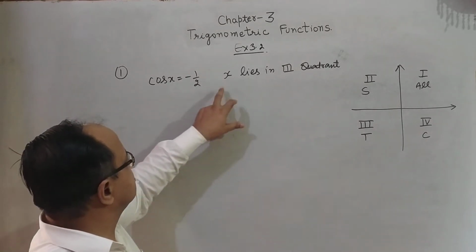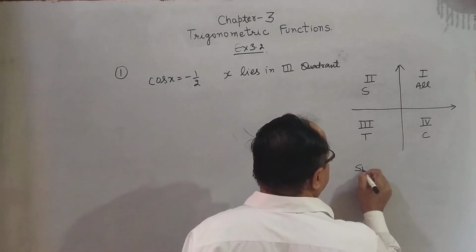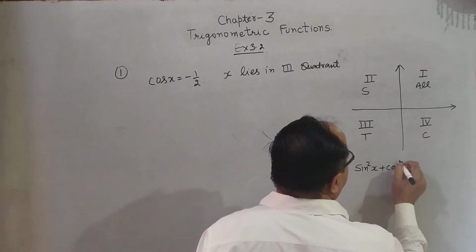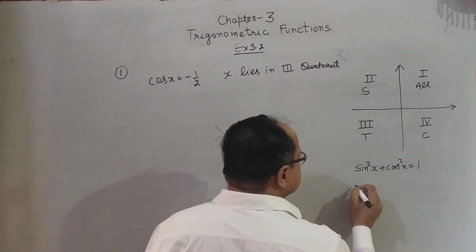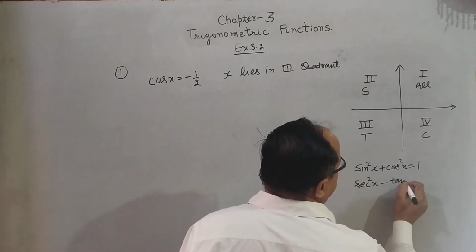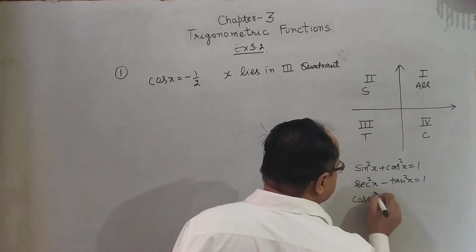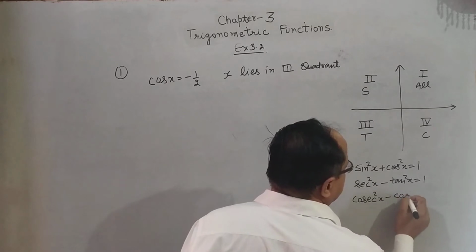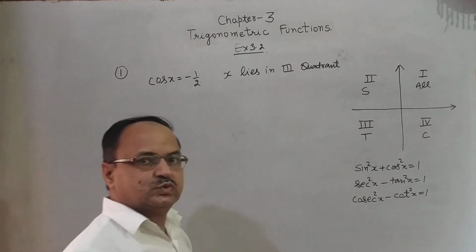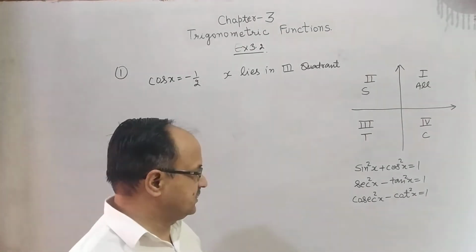So using this, try to solve this. Identities you know very well: sine square x plus cos square x is equal to 1. Sec square x minus tan square x is equal to 1. Cosec square x minus cot square x is equal to 1. Use these identities to solve these questions. Clear?